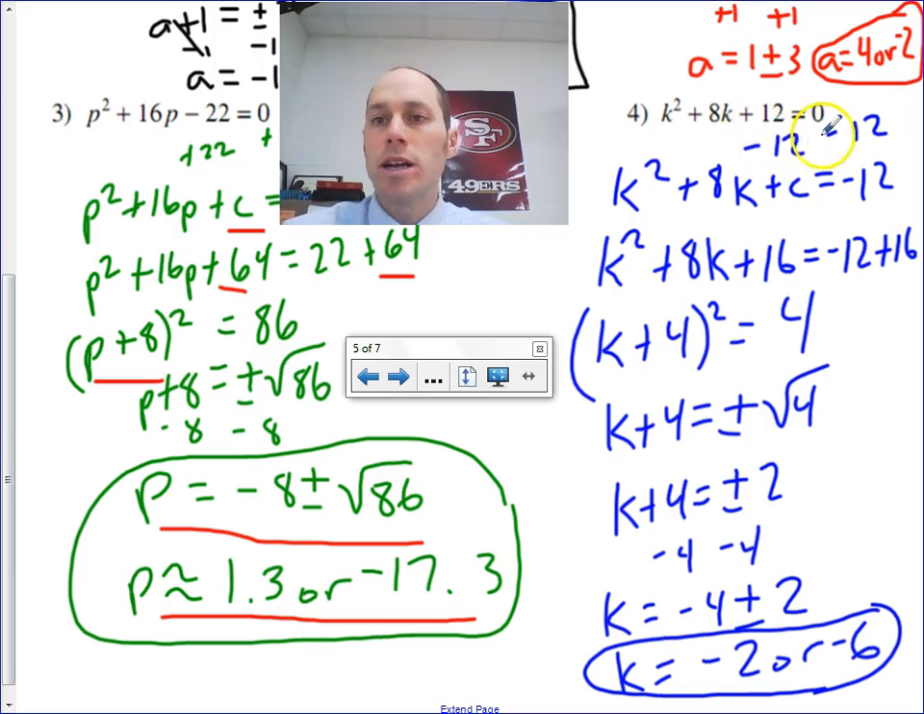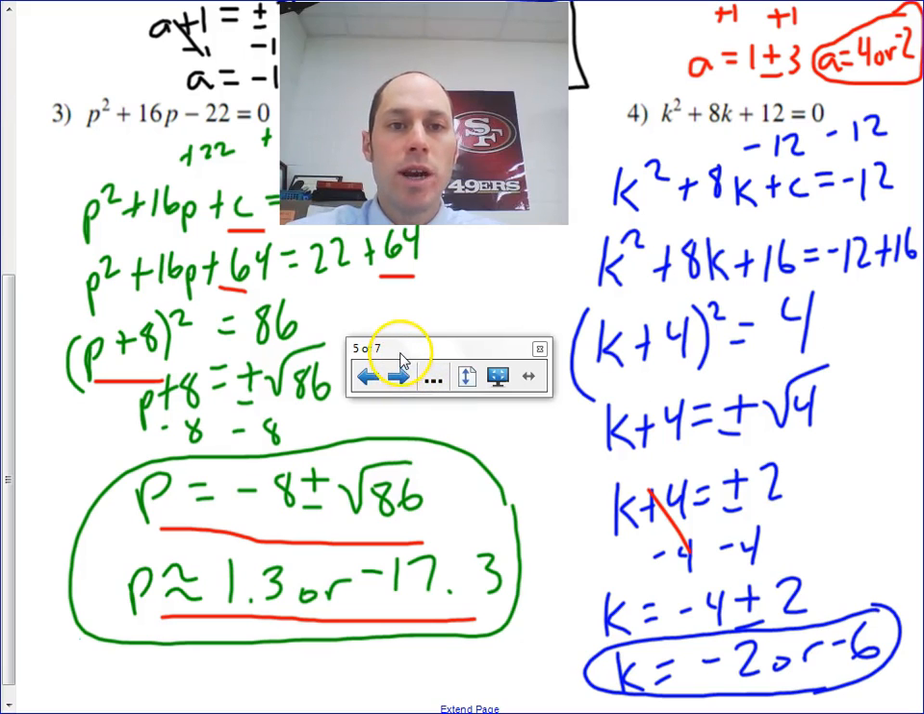Number 4, I subtracted 12. Found my c value to be 16, so I added 16 to both sides. And I got k plus 4 squared equals 4. Square root of 4 is 2, so I subtracted 4 from both sides to get k by itself. So negative 4 plus 2, which is negative 2, and then negative 4 minus 2, which is negative 6.